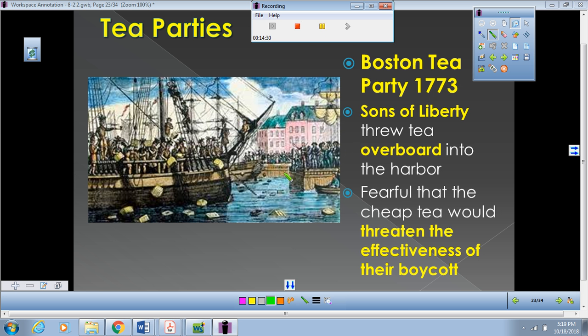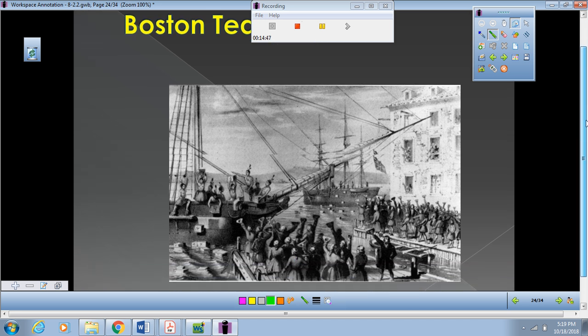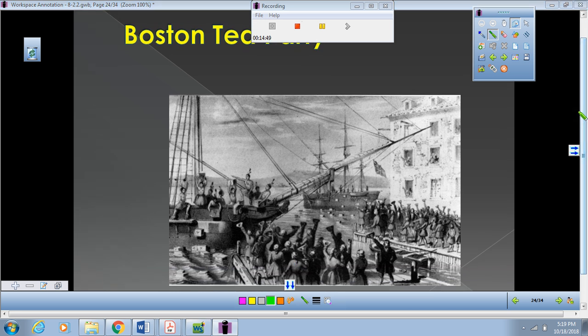Here's a painting of it where they threw the tea overboard and showed the British what they thought of their tea. Here's another picture of the Boston Tea Party. Like I said, curiously, they disguised themselves as Native Americans when they did this.